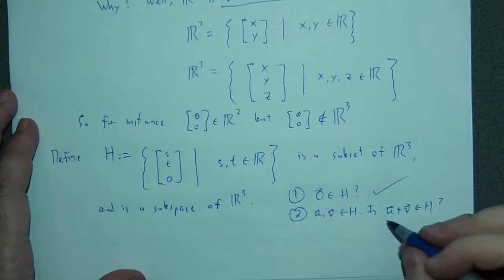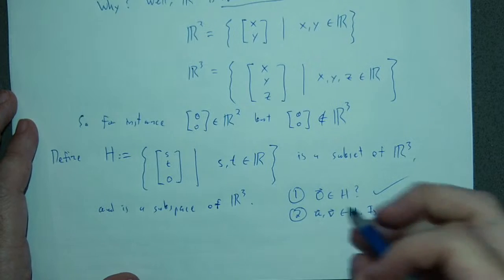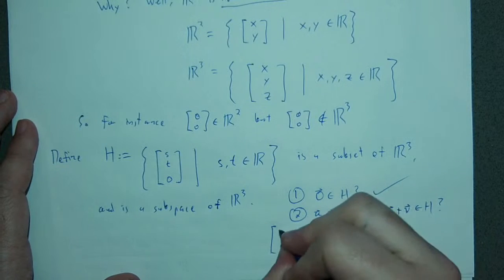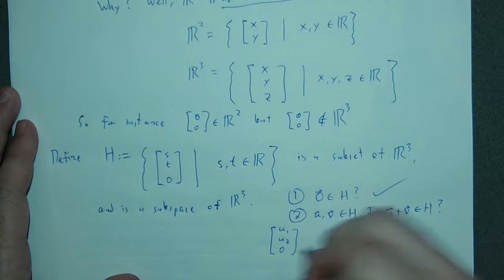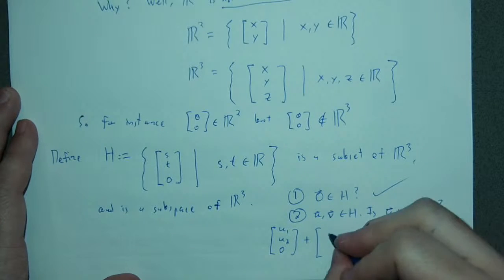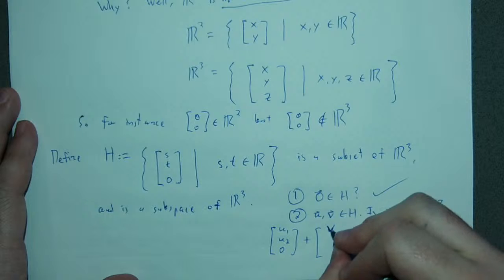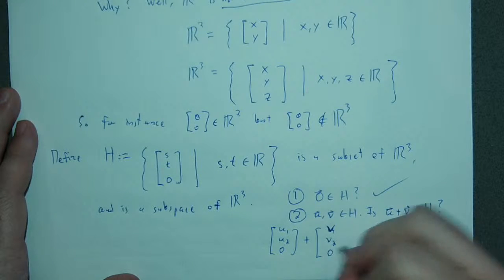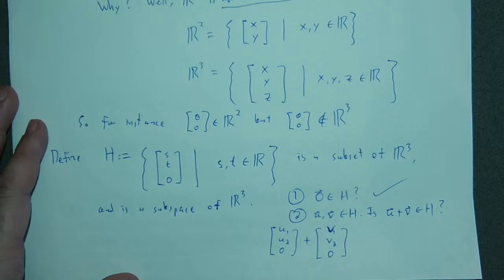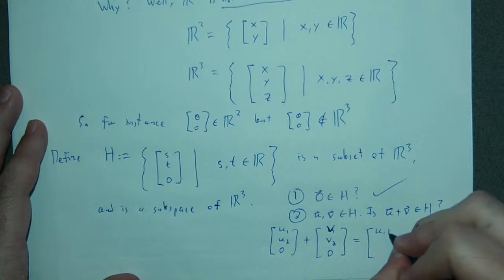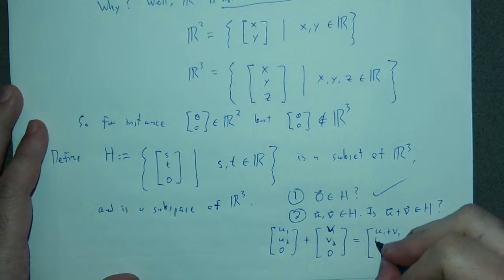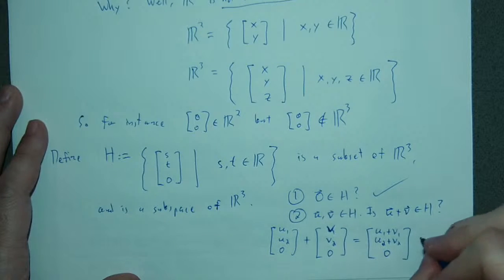So let's check here. If u and v are in H, what would they look like? They would look like (u1, u2, 0), and added to that I would have (v1, v2, 0). That's what they would look like if they belong to H. When I add those together, what do I get? I get (u1 + v1, u2 + v2, 0), which is definitely in H.